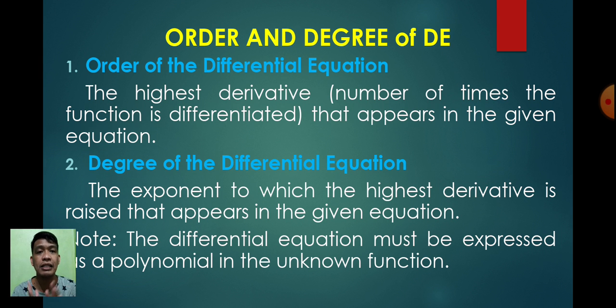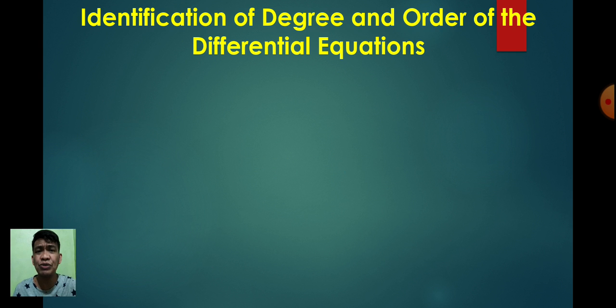So, dapat naka-express muna ang ating differential equation as a polynomial in the unknown function. Pagka hindi nakaganon, make a way para maging polynomial in the unknown function at saka mo palang ma-identify ang degree. If hindi magawa ng paraan na maging polynomial in the unknown function, therefore, the degree is not defined. Okay? So, let us try some examples. Let us try to identify the degree and the order of the differential equations given.